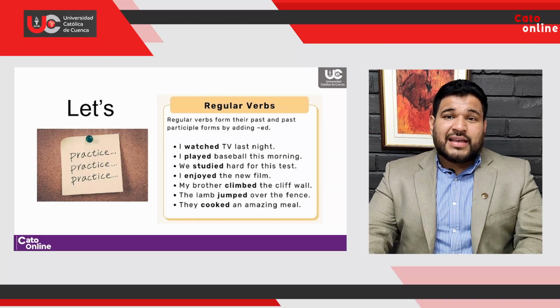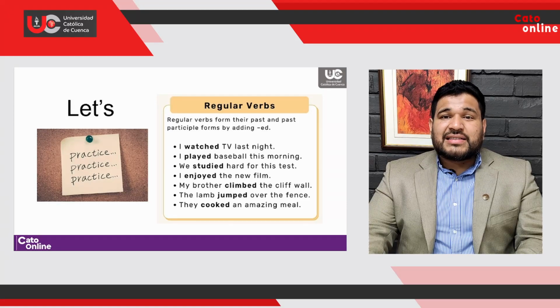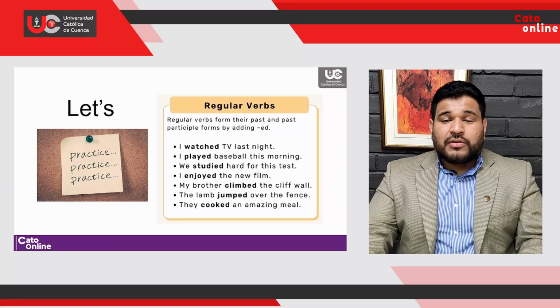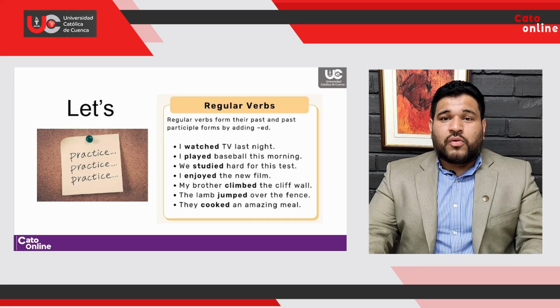The next one is enjoy. Here we can see that it is a vowel sound. It has to be enjoyed. I enjoyed the new film. The other is climb. The last sound is b. It has to be pronounced climbed, as in climbed the cliff, climbed the wall.